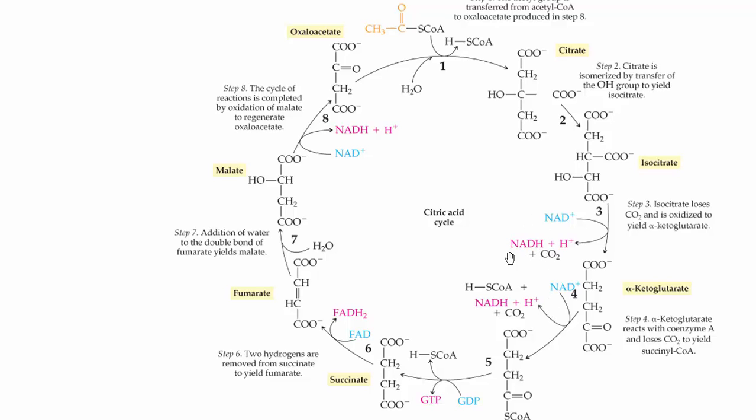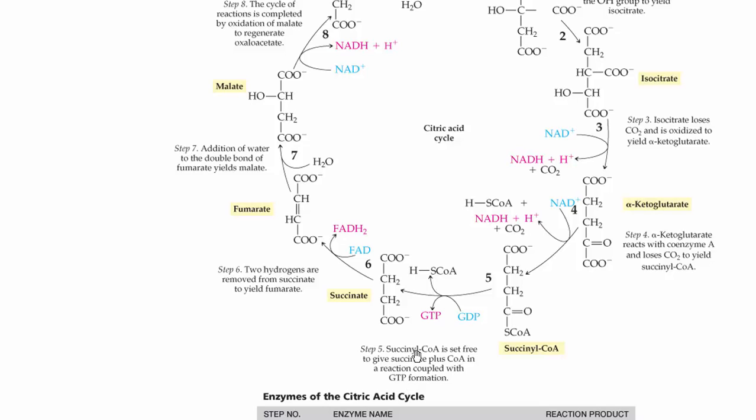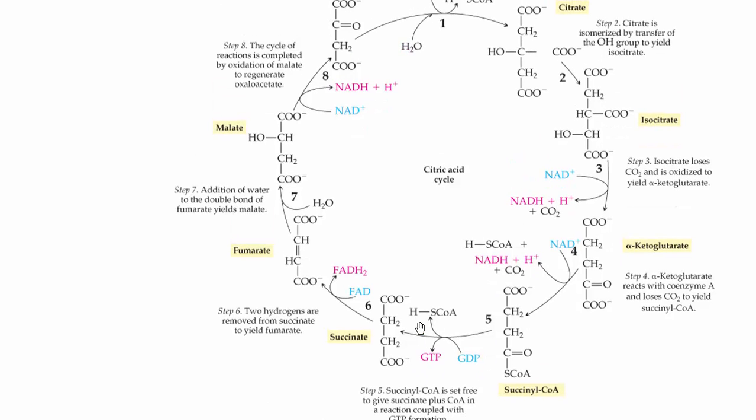In addition, 2 NADH are produced. Then here we have succinyl-CoA as the product. In step 5, this succinyl-CoA is set free to give succinate plus CoA in a reaction coupled with GTP formation. So notice here this thioester linkage, as I told you, is a high energy bond. When it's hydrolyzed, it produces enough energy to phosphorylate GDP to form GTP, and this is called substrate level phosphorylation.